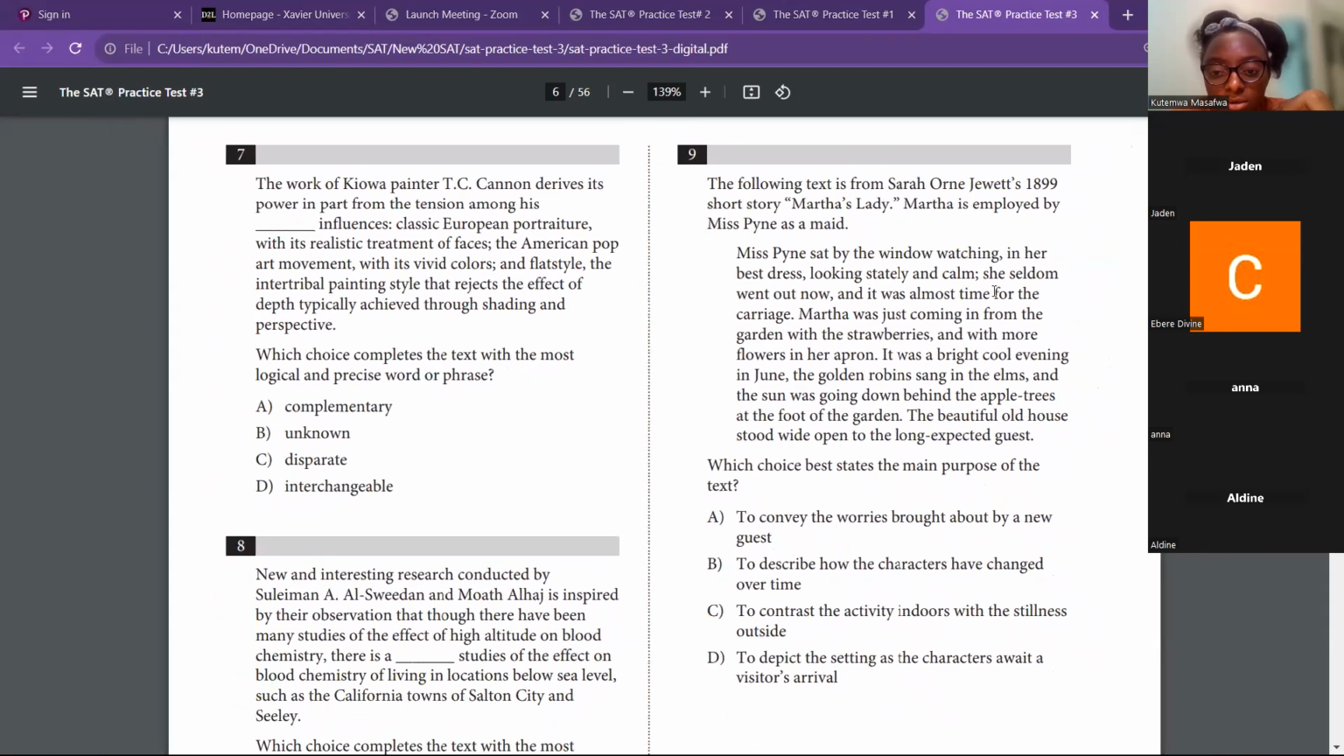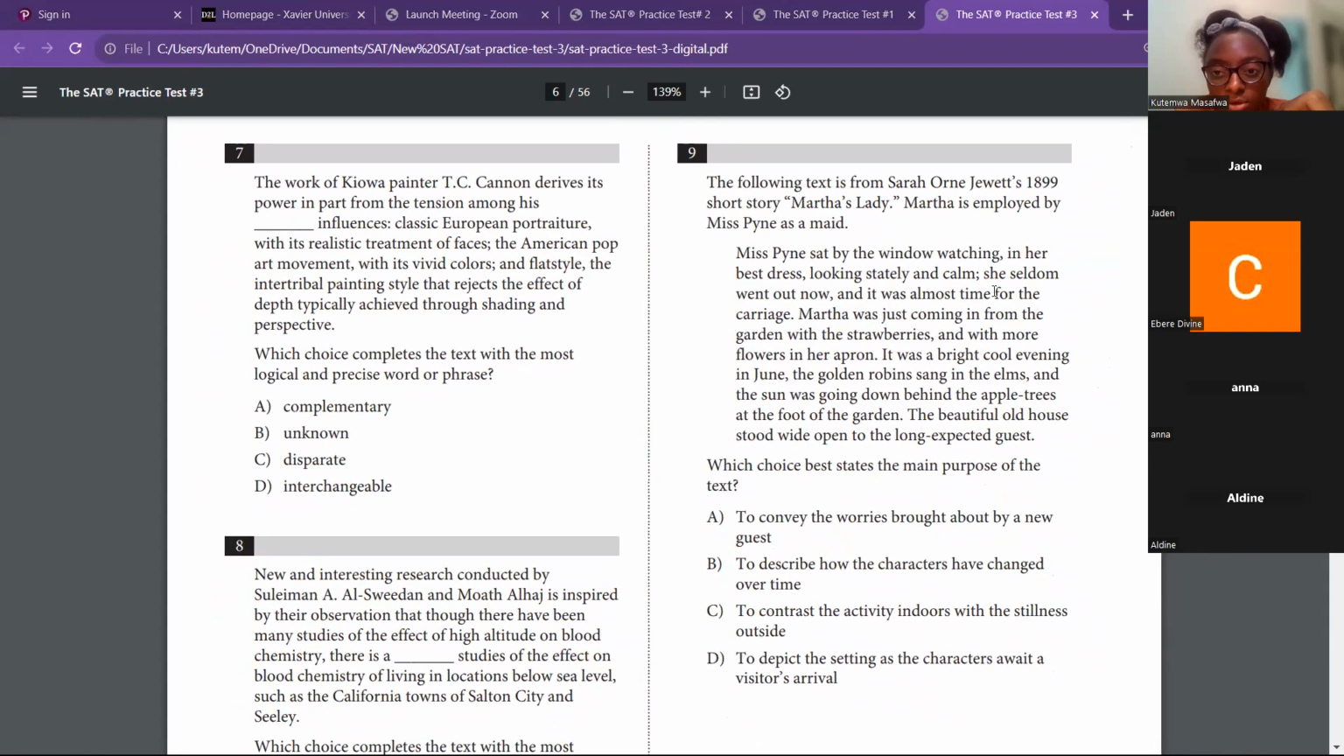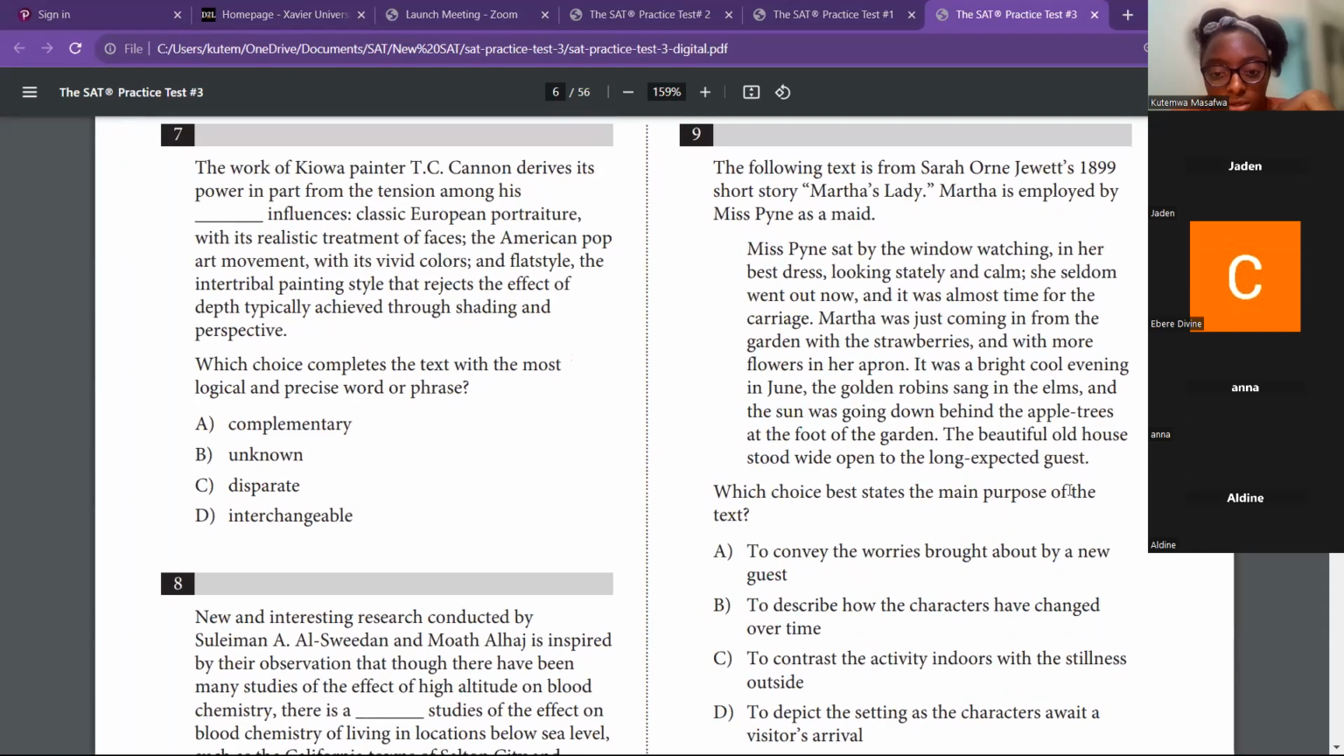So we'll do the same thing. I'll read through it and then see what you guys think. It says, which choice best states the main purpose of the text? And remember, title is important. The following text is from Sarah Orne Jewett's 1899 short story, Martha's Lady. Martha is employed by Miss Pine as a maid. So we're reading this. And this is also literature, not literal comprehension, because it's a story.